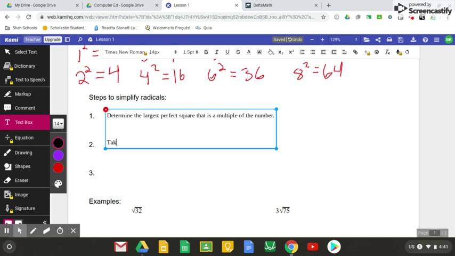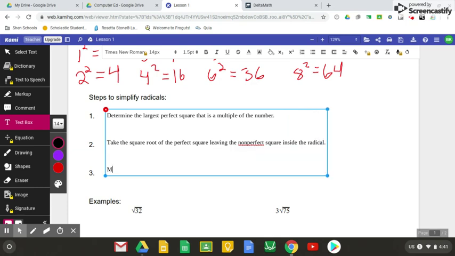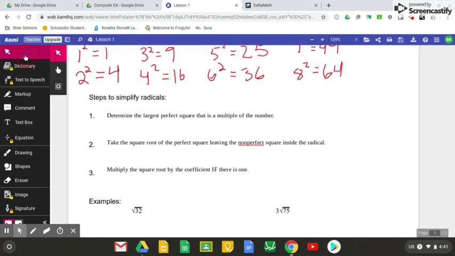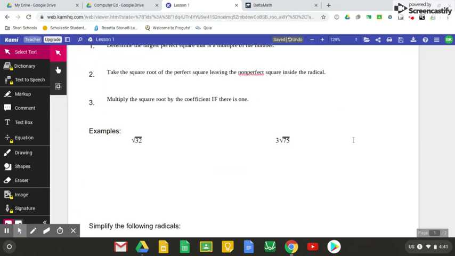Step 2, take the square root of the perfect square, leaving the non-perfect square inside the radical. Then step 3, multiply the square root by the coefficient, if there is one. There doesn't have to be one. So depending on the question, you might not need step 3. All right, so let's go to an example.